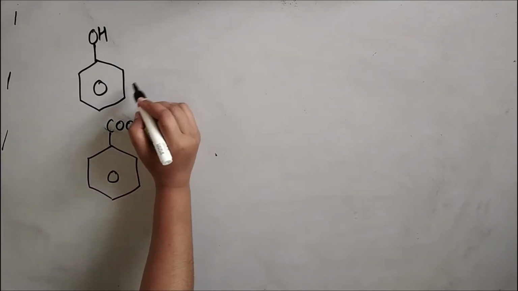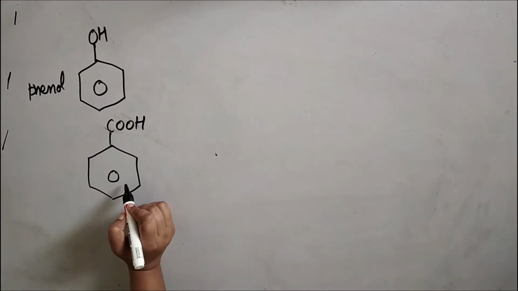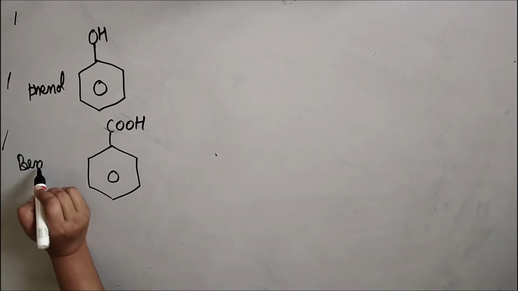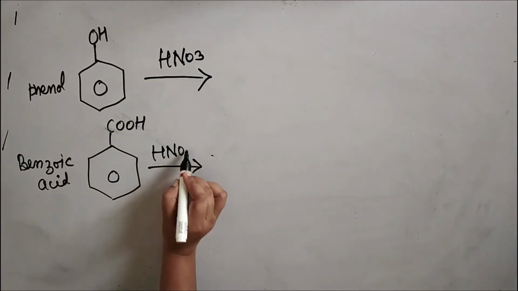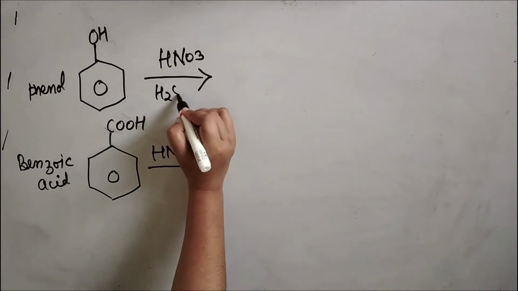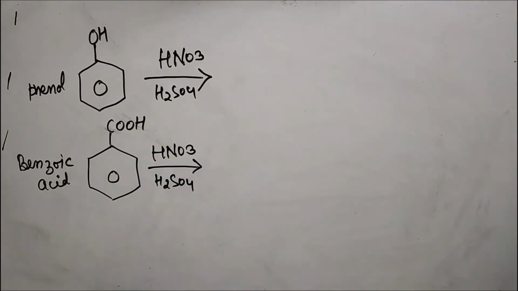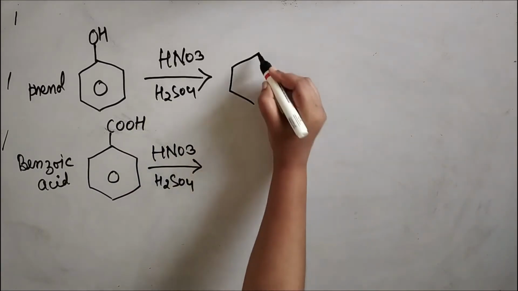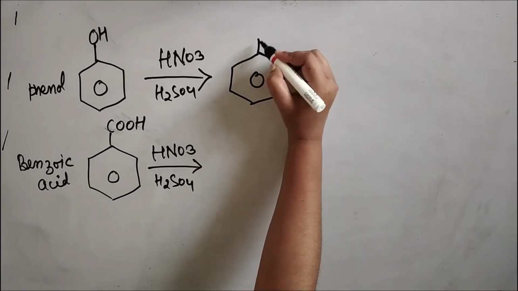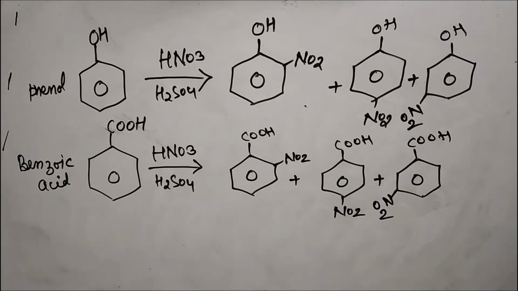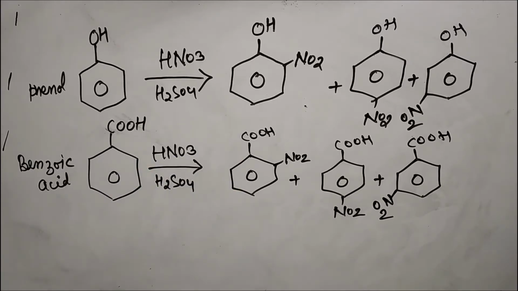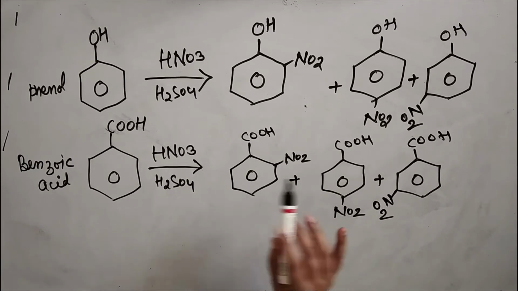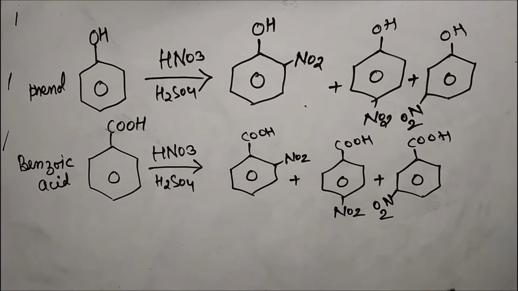So here you can see benzene with OH group, that is phenol, and this is benzene with carboxylic group, meaning benzoic acid. And if a nitration reaction occurs, it reacts with nitric acid in the presence of H2SO4. H2SO4 will act as a catalyst. Let's see what products are formed in this reaction. Here you can see phenol and benzoic acid. When they react with nitric acid in the presence of H2SO4, there is possibility of three different types of products.